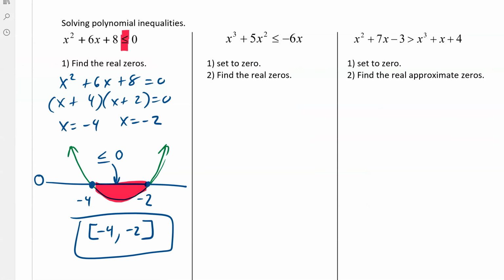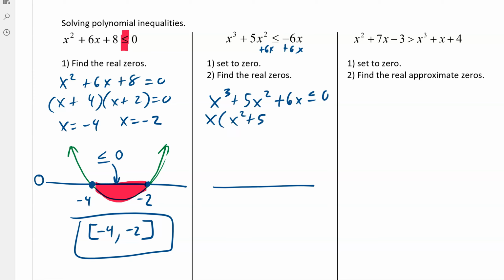So let's try another one. So on this one, we're going to set it equal to 0. We always want to set it equal to 0. So you're going to add that 6x over to the other side. And then that way we can look at just that x-axis again. We're going to get that same basic graph. So on this one, we have a common factor of x. And again, we're looking for the zeros. And then we factor that inside one. That's 2 and 3. And we end up with x equals 0, x equals negative 2, and x equals negative 3.